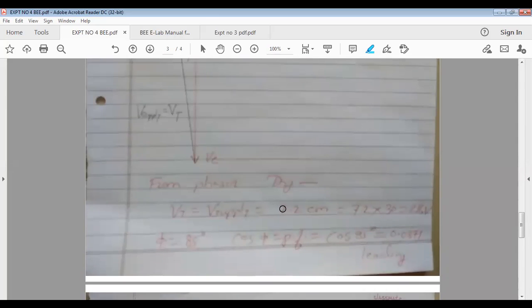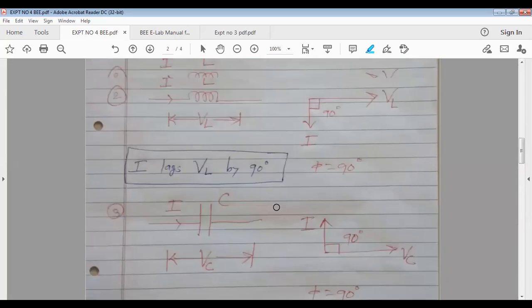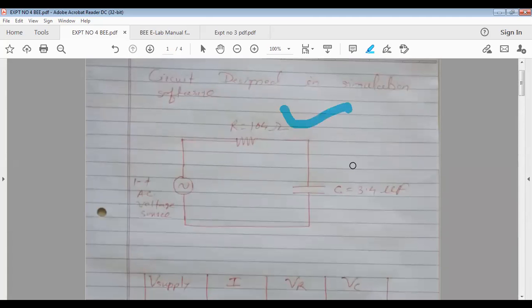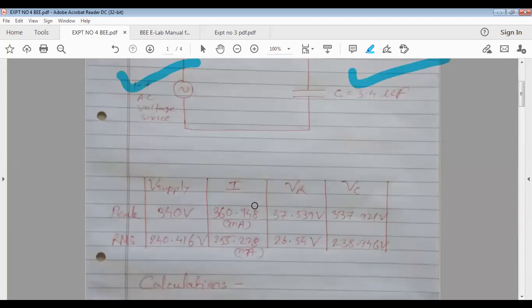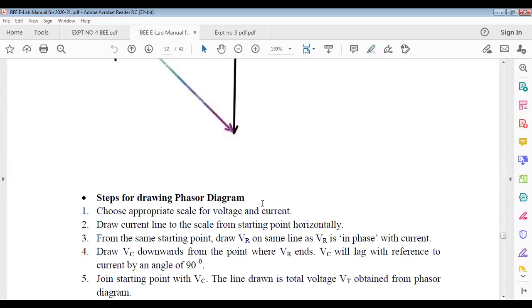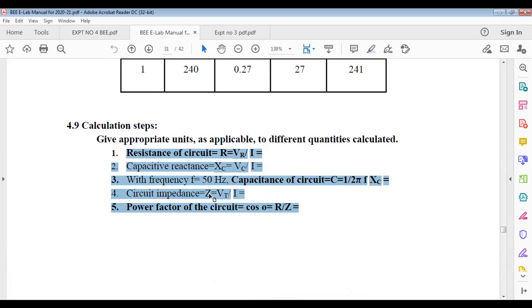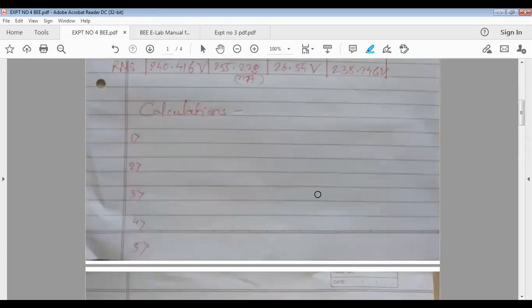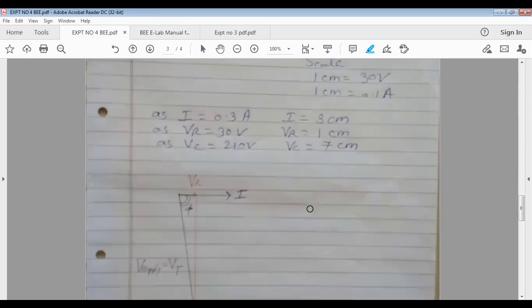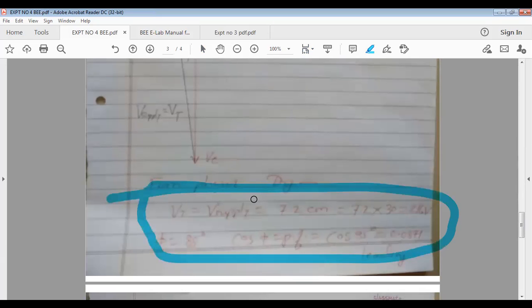Okay. And then from the phasor diagram for the AC circuit, I'll ask you the values of R and C and the supply voltage you are going to set. And then what are I, VR and VC, their RMS values. Then all these calculated values I'll ask you: R, XC, C, Z and cos phi. And then from the phasor diagram, how much Vt and cos phi you got. This one. Okay. So here we are finished with the fourth experiment.